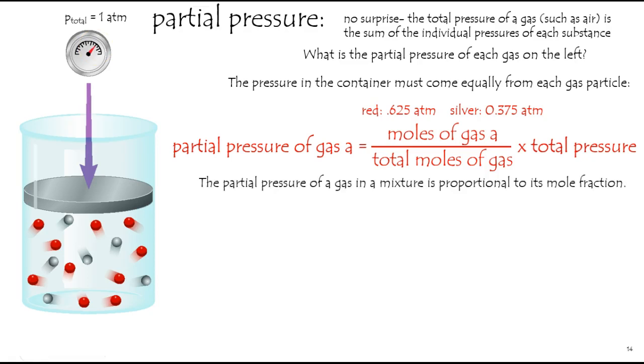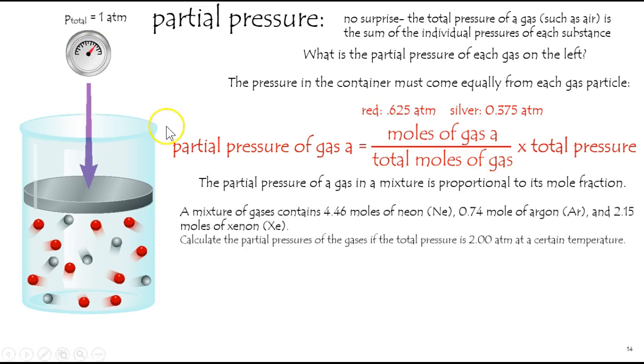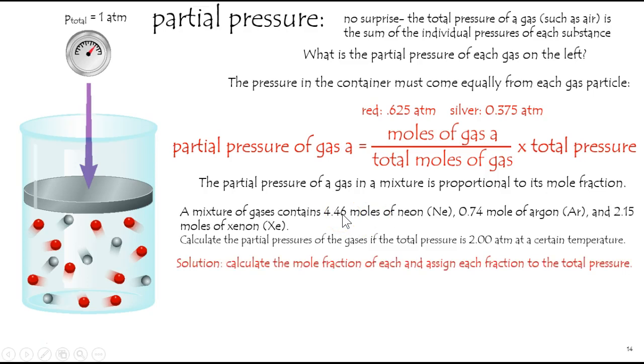Let's do another problem. A mixture of gases has 4.46 moles of neon, 0.7 moles of argon, 2.15 moles of xenon. Figure out the partial pressures of each. Well, we'll add up the total to find the total pressures, and it looks like most of it's going to come from neon. And here's the work that goes into it.